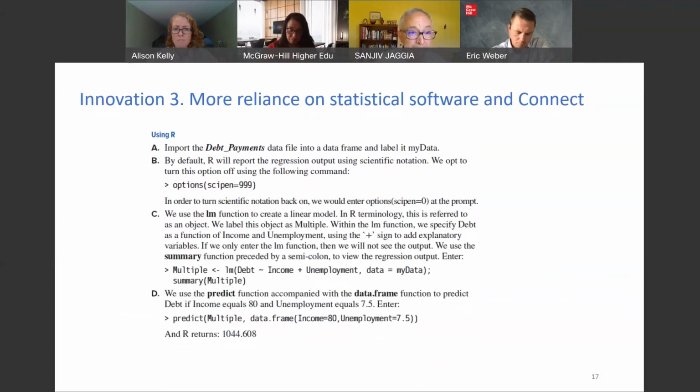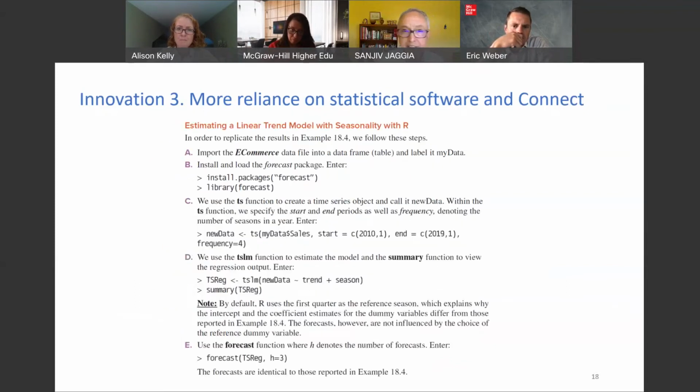We even provide details like sometimes R uses scientific notation. So if you just put in this options thing, then you'll see it the way you want to see it. That's the equation for multiple regression and how you view the output and how you make predictions with it. Next slide, please. And this is another example with forecasting.